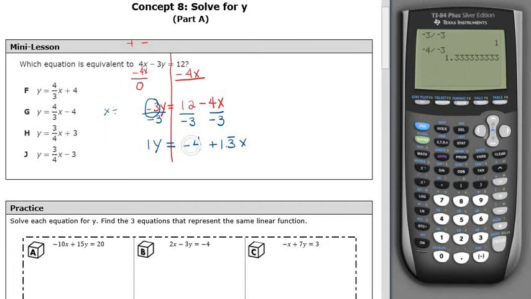I have this constant -4. Here, this one, g, is the only equation with a constant -4. So, by process of elimination, I know my answer has to be g.